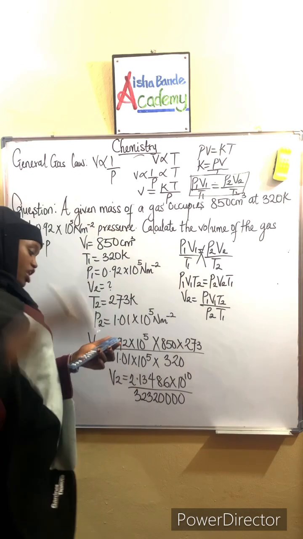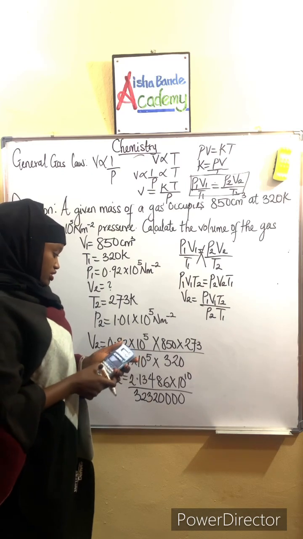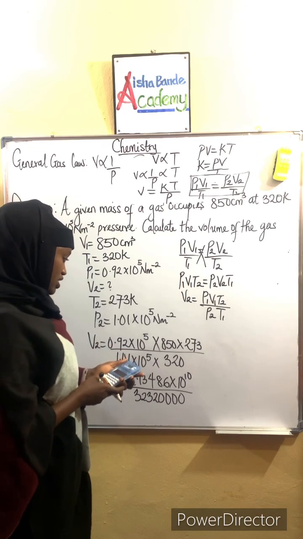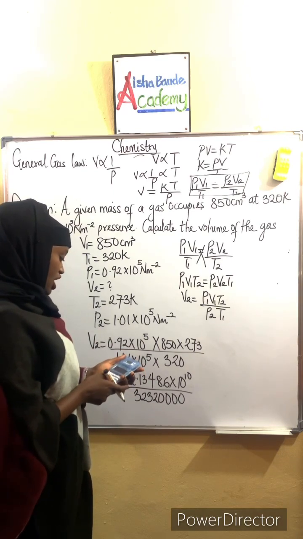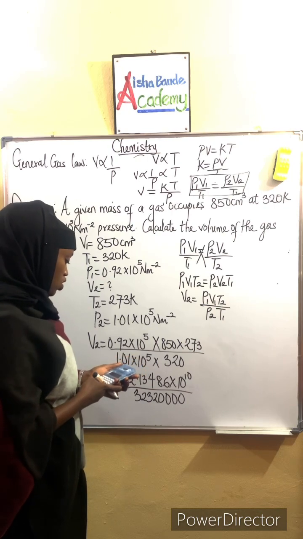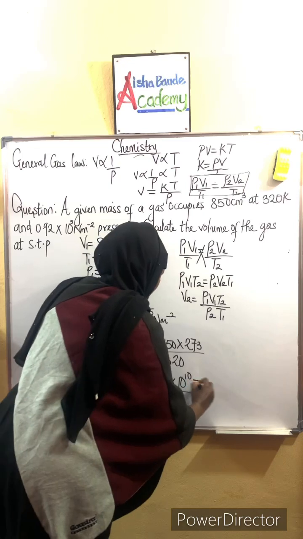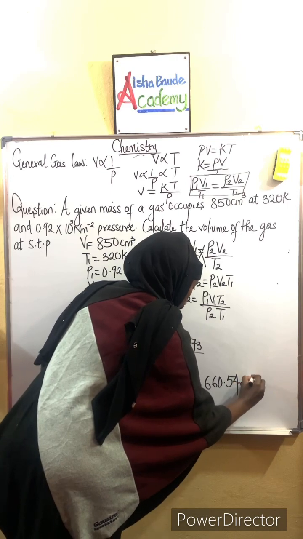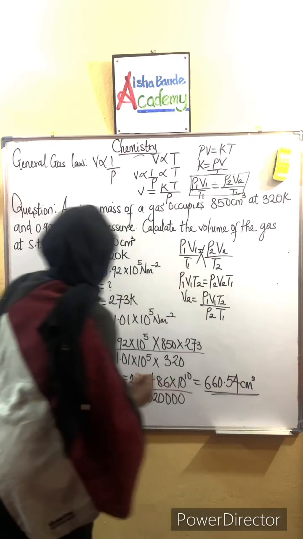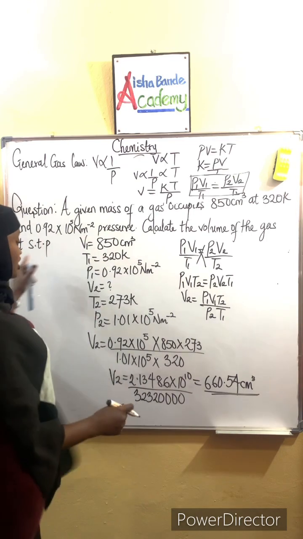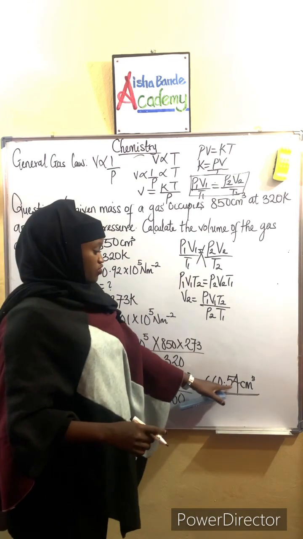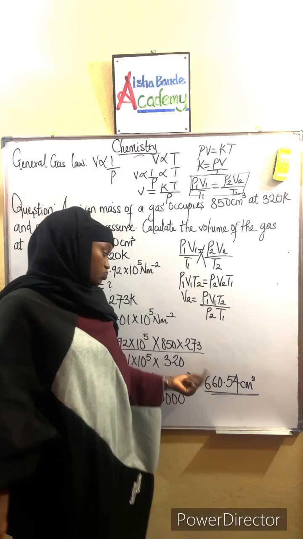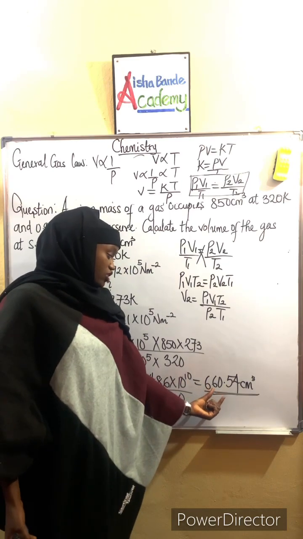So from here, all we need to do is to take the value we have at the numerator, that is 2.13486 times 10 to the power of 10, and then we divide by what we have at the denominator and get our answer. And this gives us a value of 660.54 centimeter cube. So we took this to two decimal places. So the volume of the gas at STP is 660.54. Or depending on what we're given from the question, if it's an objective question, they can decide to take the value to the nearest whole number.